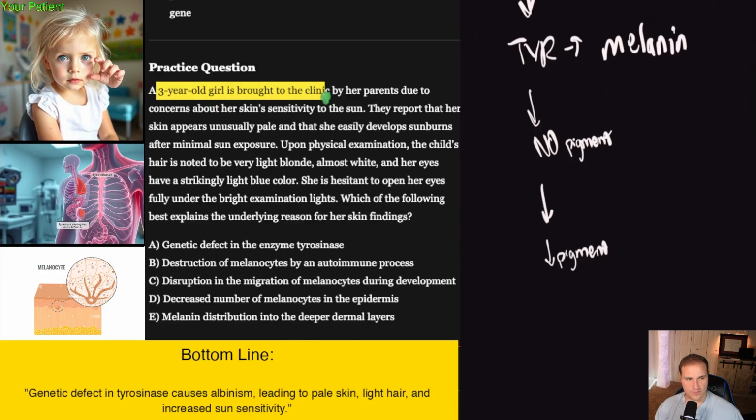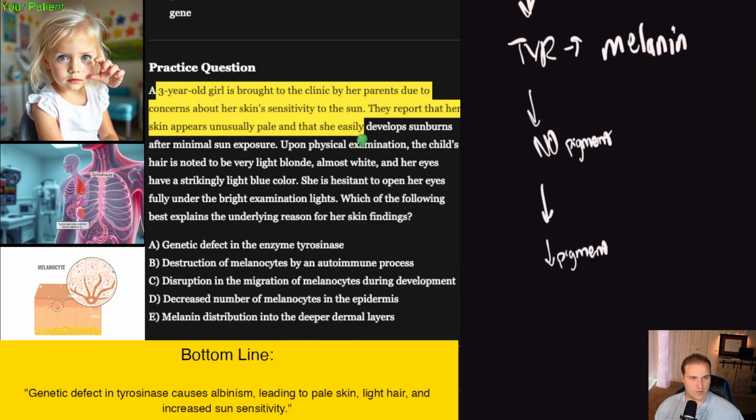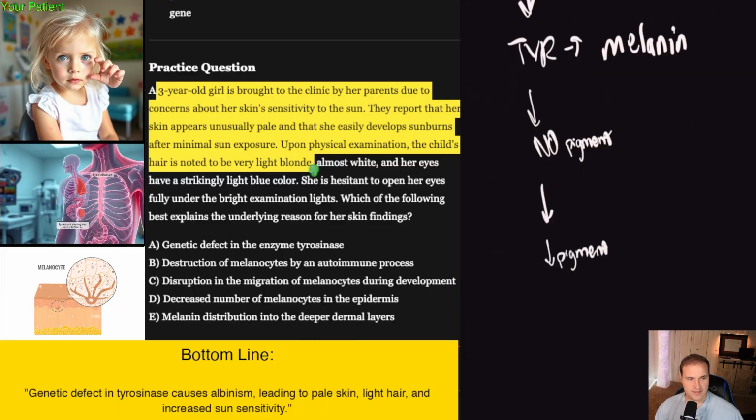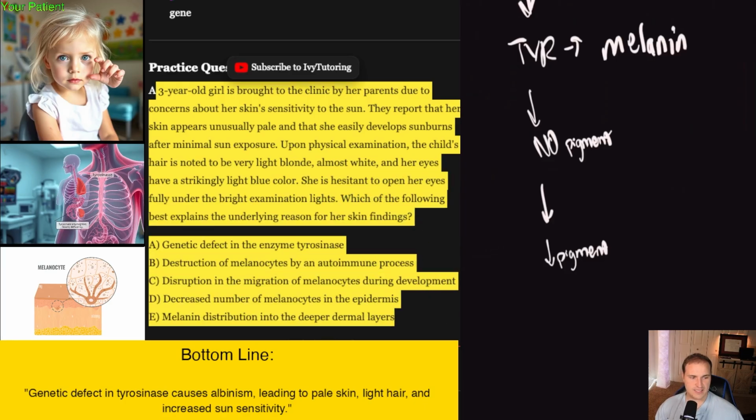We have a 3-year-old girl brought to the clinic by her parents due to concerns about skin sensitivity in the sun. They reported that her skin appears unusually pale and she's easily developing sunburns after minimal sun exposure. Upon examination, the child's hair is noted to be lightly blonde, almost white, and her eyes have strikingly light blue color. She is hesitant to open her eyes fully under bright examination lights. Which of the following best explains the reason for her skin findings?